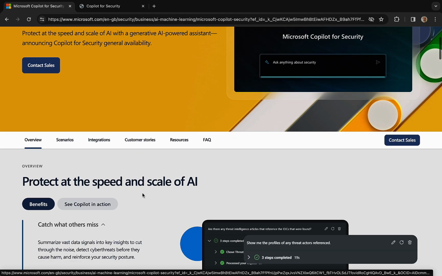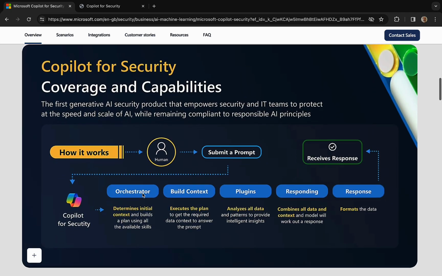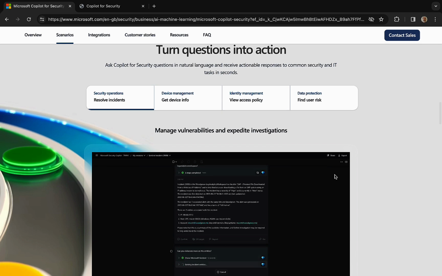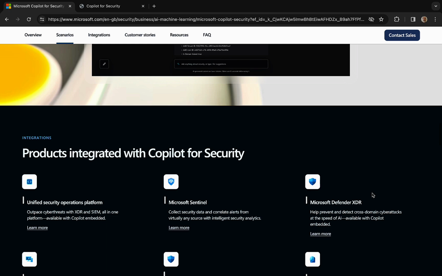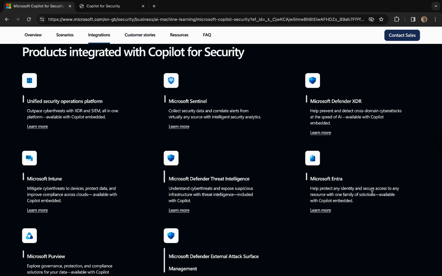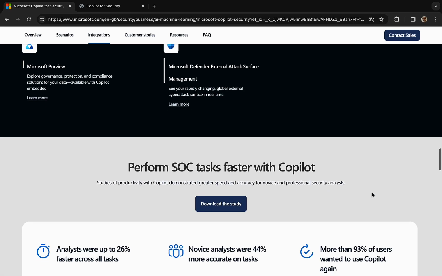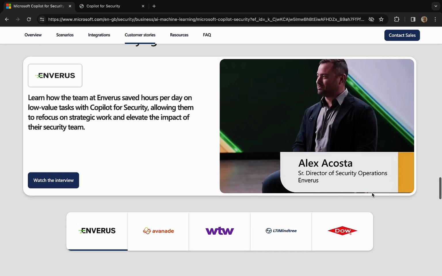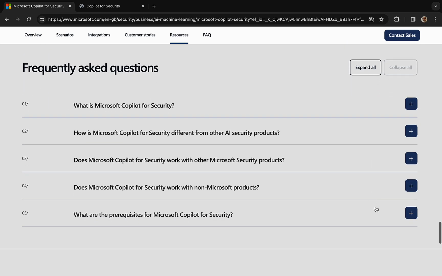Now, if you look at the Copilot for Security page, we can get lots of information about what it is, what it does, the benefits, see Copilot in action, outpace adversaries, strengthen team expertise, how it works, turn questions into actions, and all that good sort of stuff. What integrates with it? And I've been through this in a video myself not too long ago that I'll link to from this video. How it ties into performing SOC tasks with Microsoft Sentinel, amongst others. What the customers who've trialed this in the private preview have said, and so on and so forth. We've got some frequently asked questions at the bottom as well.